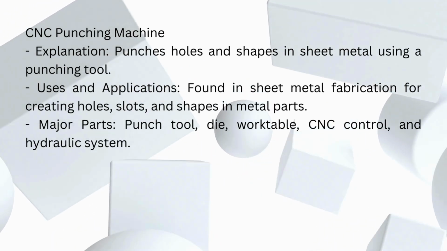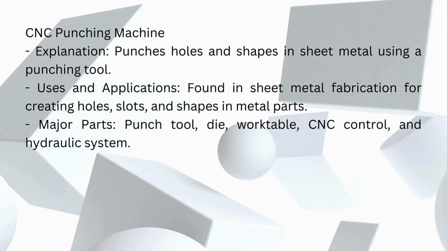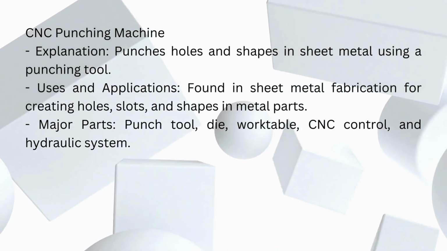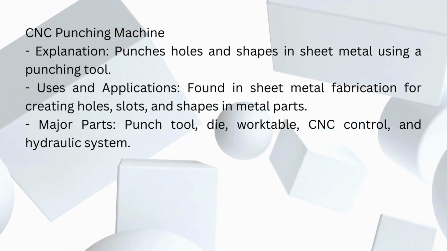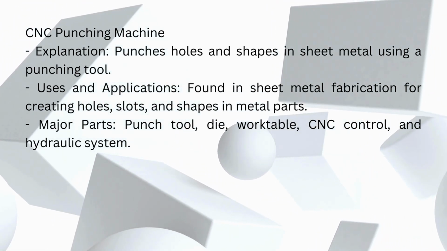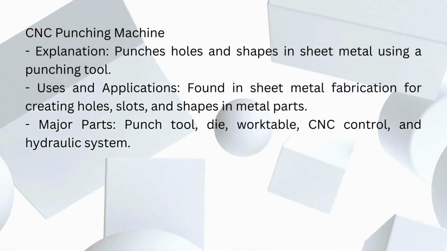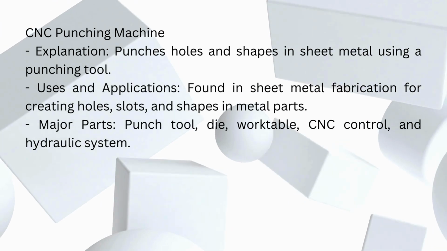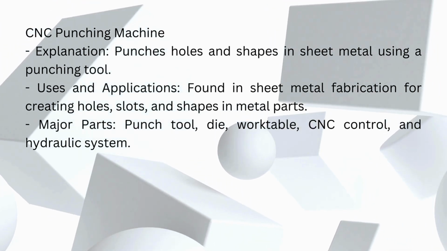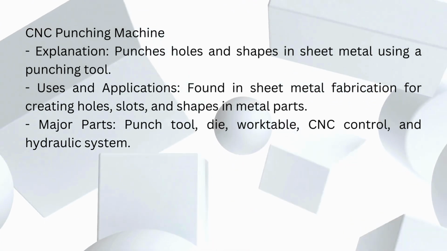CNC punching machine. Explanation: punches holes and shapes in sheet metal using a punching tool. Uses and applications: found in sheet metal fabrication for creating holes, slots, and shapes in metal parts. Major parts: punch tool, die, work table, CNC control, and hydraulic system.